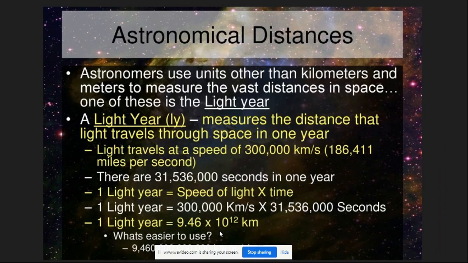Astronomical distances, we learned what a light year was. A light year is the distance that light travels in a year. It's approximately, well, it probably says 9.46 times 10 to the 12th kilometers. So almost 10 trillion kilometers, if I remember right.